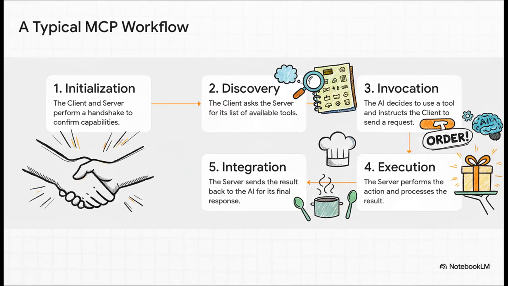So when you put it all together, a typical interaction is this clean 5-step dance. First, the client and server do a quick handshake. Then, the AI asks, okay, what's on the menu? That's discovery. The AI then decides to order something and tells the client. The server gets the request, does the work, and gets a result. And finally, that result is sent back to the AI, which uses that new information to figure out what to do next. It's simple, it's standardized, and it's really effective.